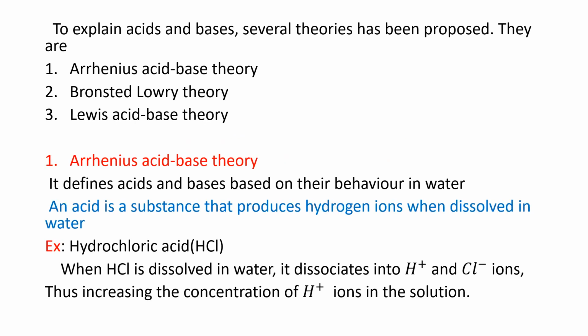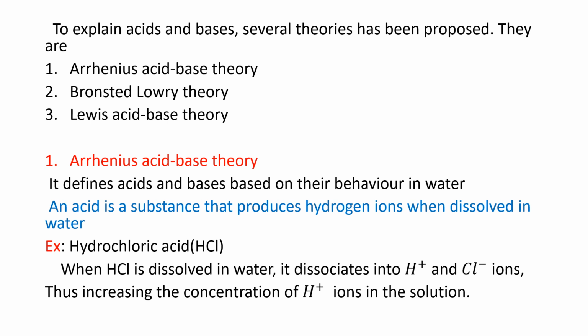So actually this is one of the important topics which comes mainly under inorganic chemistry. To explain what are acids and bases, we have several theories. Those are the Arrhenius acid-base theory, the Bronsted-Lowry theory, and one more, the Lewis acid-base theory. Now let's discuss the first one, that is the Arrhenius acid-base theory.